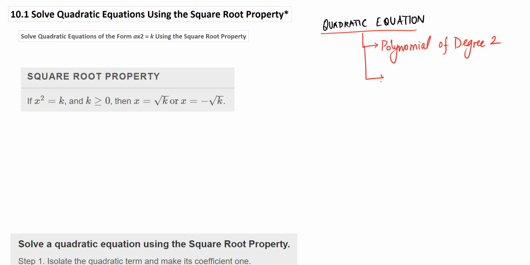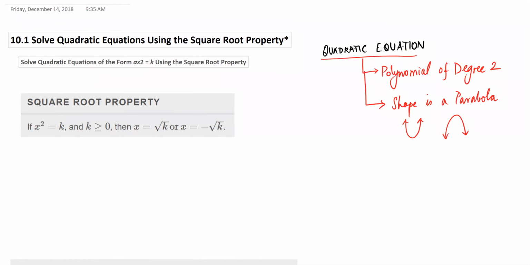If it's a quadratic equation, the shape is a parabola. Okay. Parabola is U-shaped. Either it opens upwards U-shaped or it's an inverted U-shaped graph. So it's not a line, of course. If it's a line, we call it linear. So this is a parabola that you get when you have a quadratic equation. Okay, that's the idea of quadratic equations.